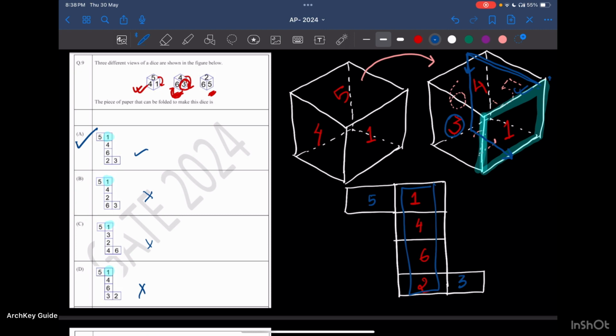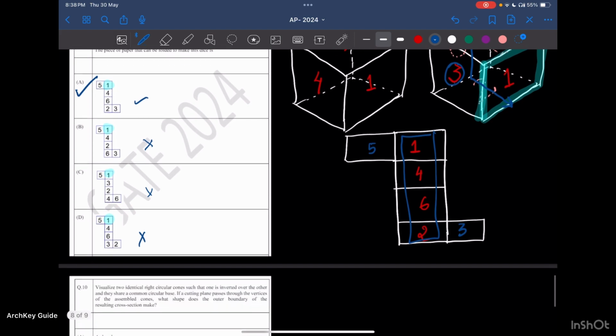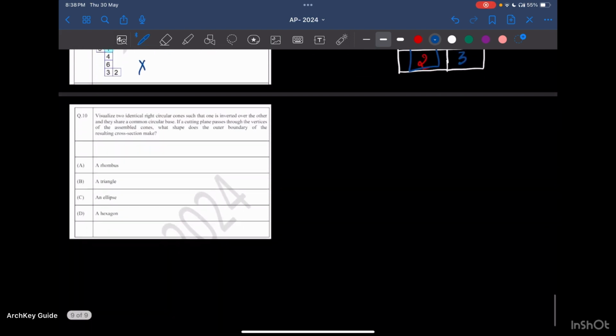Whenever such questions come, try to make diagrams, and not just a small diagram, but a good, eye-scale diagram so that it's visible to you. Okay, next question.